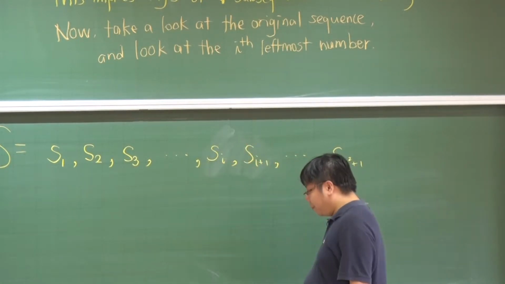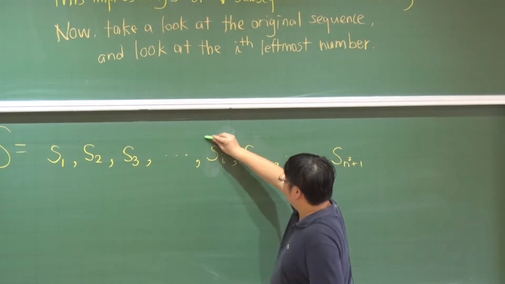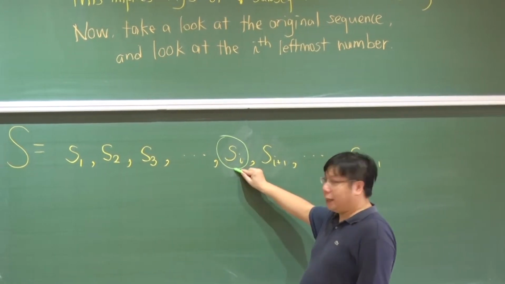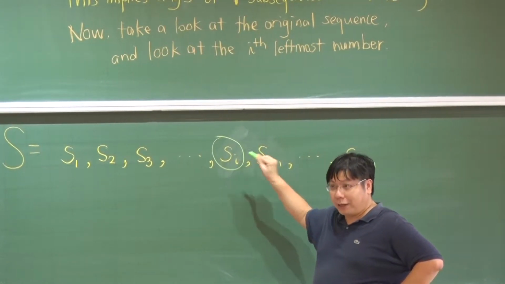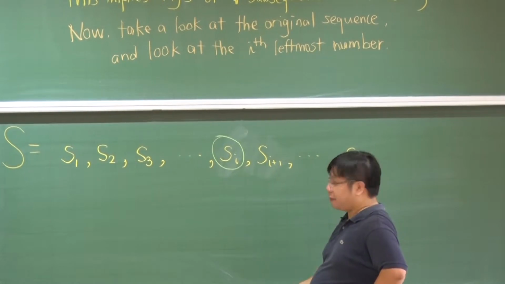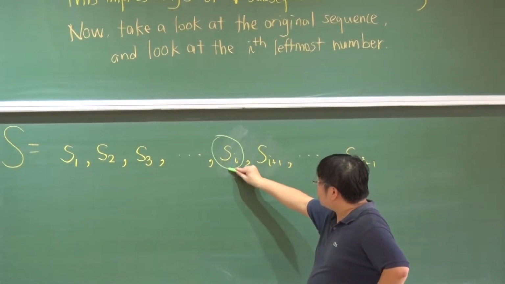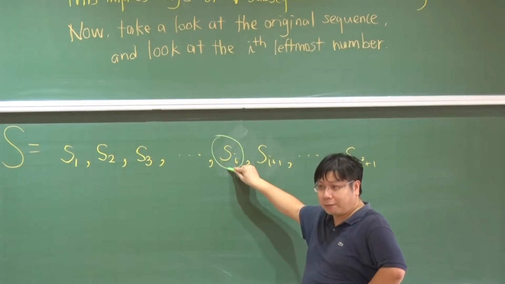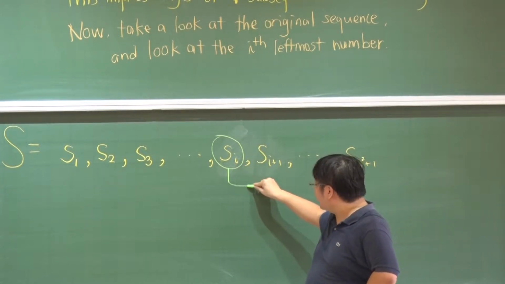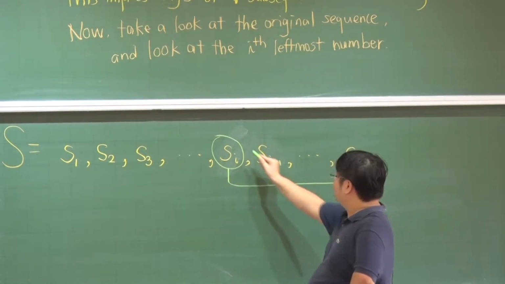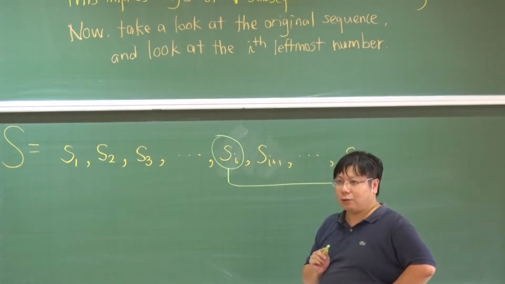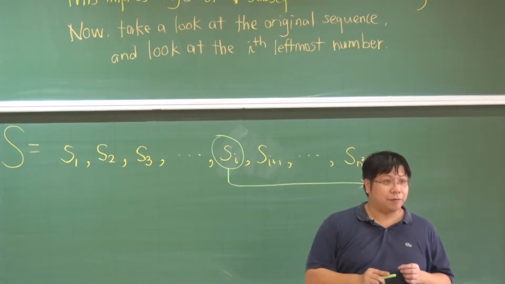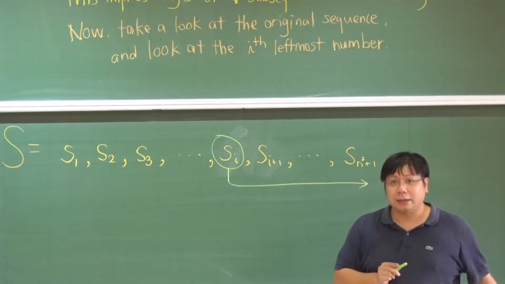Okay, so let's fix this number. And then what are we going to look at? We are going to look at, if we include this number, if we start exactly from this number, what is the longest increasing subsequence that you can find looking towards the end? And what is the longest decreasing subsequence that you can find looking towards the end? Is that okay?